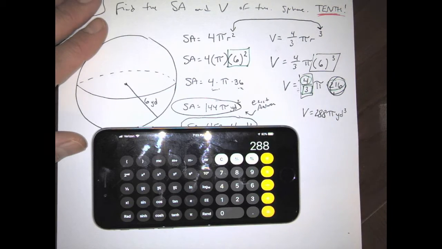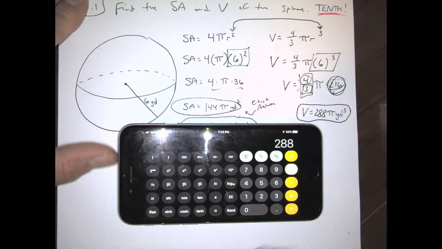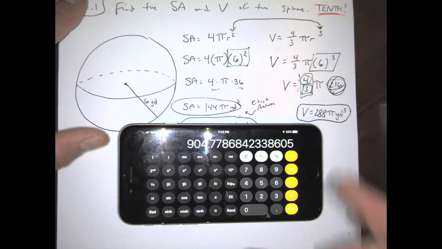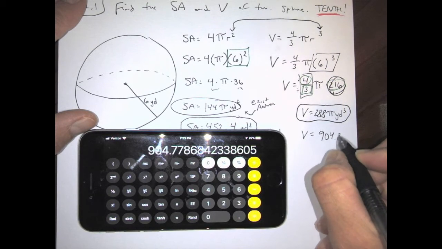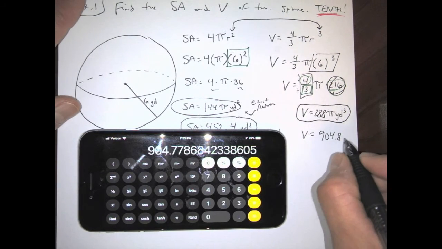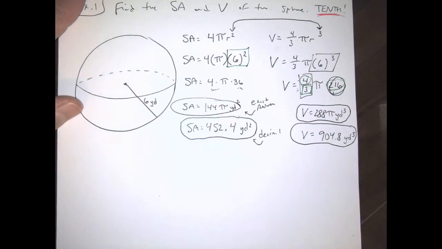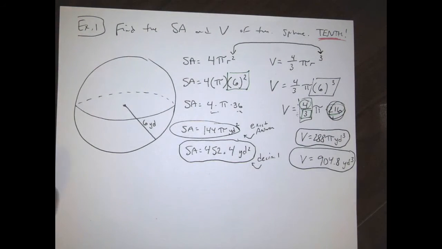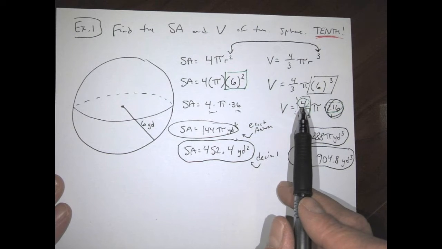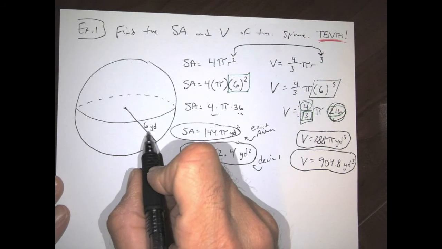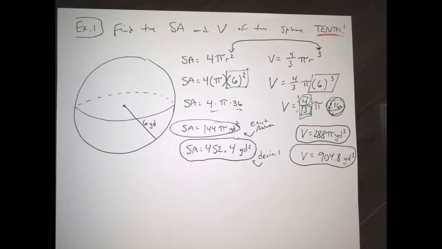Yards cubed, because it's volume. That's the exact answer. And let's take it a little further. Let's multiply that by pi. We don't want the exact answer. We want a decimal answer. How about 904.8? Make sure you round to the nearest tenth, folks. And you're good to go. Alright, not bad. Notice how to do both of these problems, surface area and volume, all you need is a radius. That's all you need. If you're given a radius, you could find the surface area and the volume. It's pretty simple.